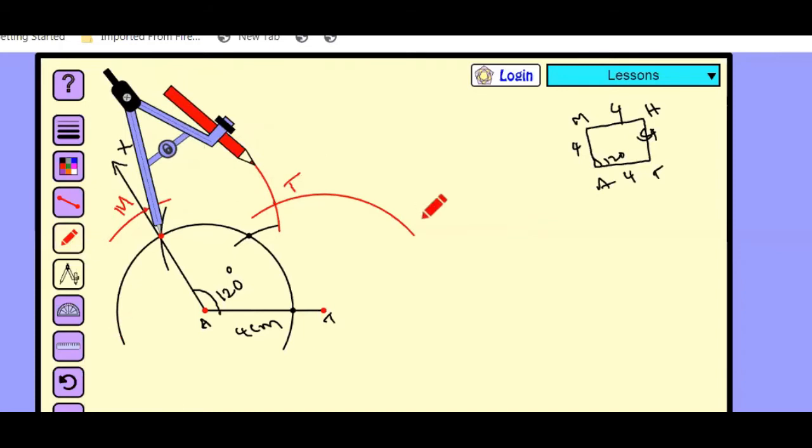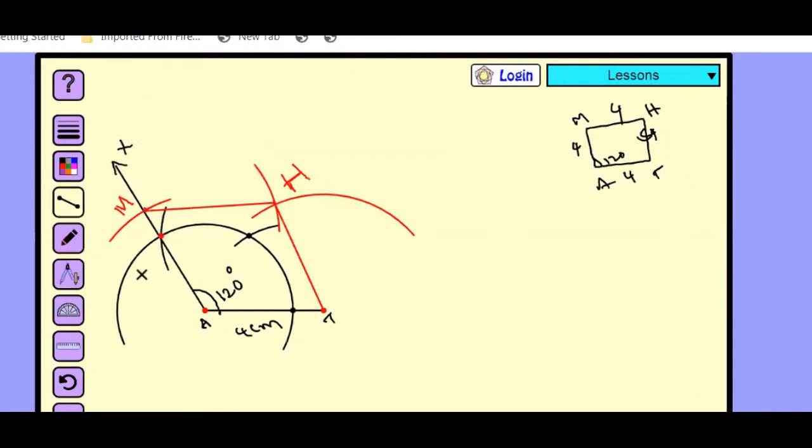Now join M to T and T to H to get required rhombus AMTH. Label the 4 cm length for all the sides. So M to A 4 centimeters, and T to H we have 4 centimeters and H to M 4 centimeters. So it is a required quadrilateral rhombus AMTH.